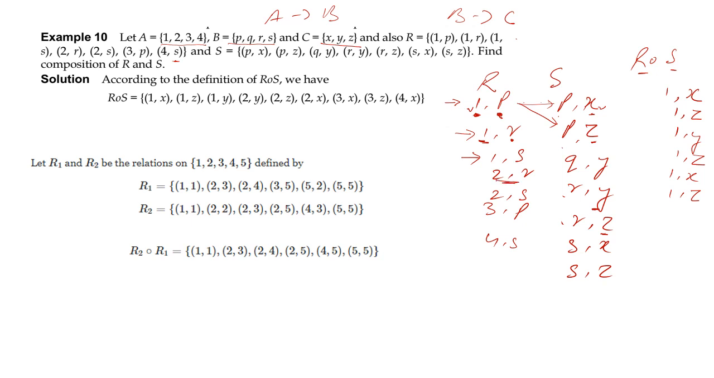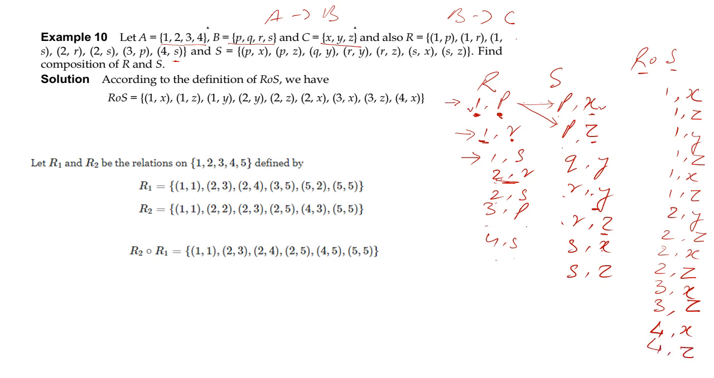Now 2R. 2R is going to give me 2Y and 2Z. 2S is going to give me 2X and 2Z. 3P is going to give me 3X and 3Z. 4S is going to give me 4X and 4Z.